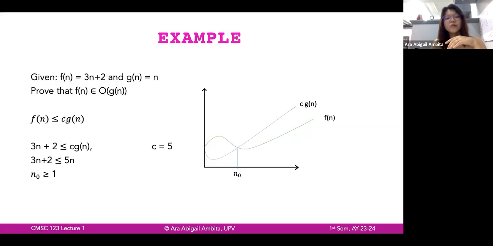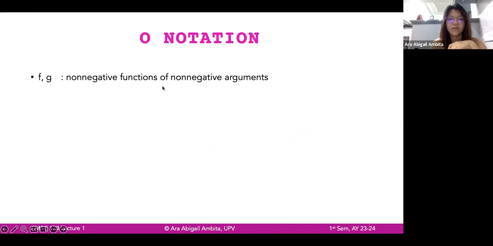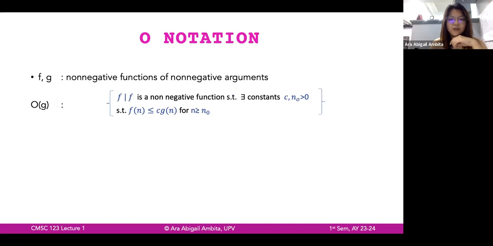So, we can also say that 3n plus 2 can be bounded by n squared or n cubed, because technically 3n plus 2 is linear, right? And n squared, or let's say n cubed, will be larger than linear. But what we want is the asymptotically tight function, which is O of n. Okay? Now, this is the more formal definition of the big O notation.